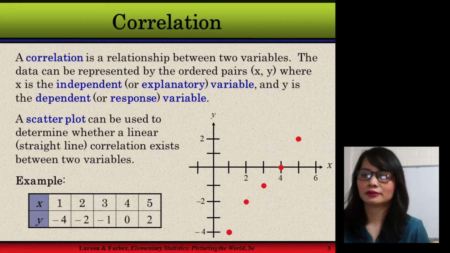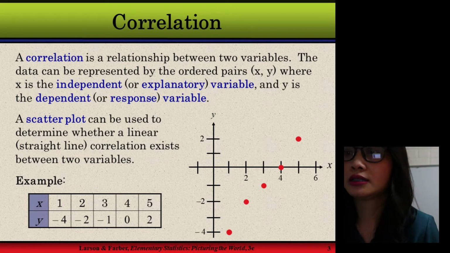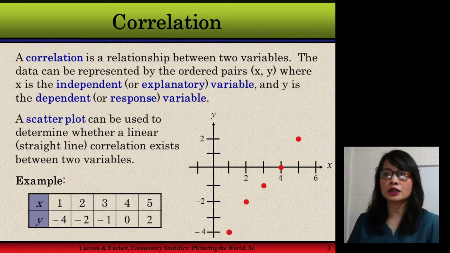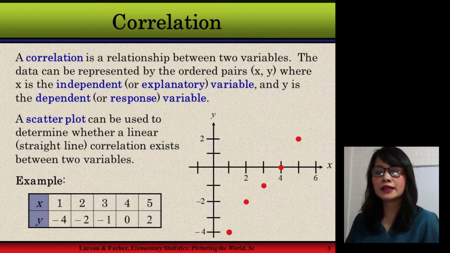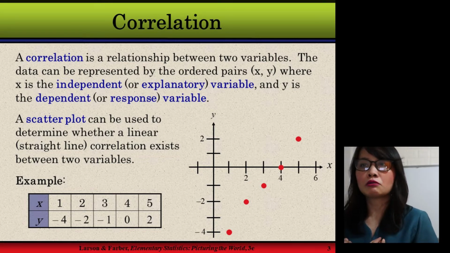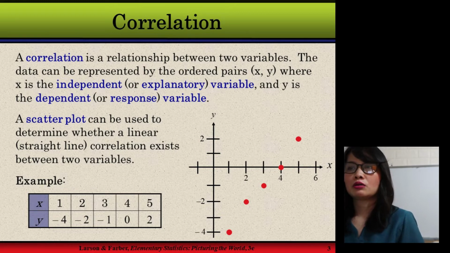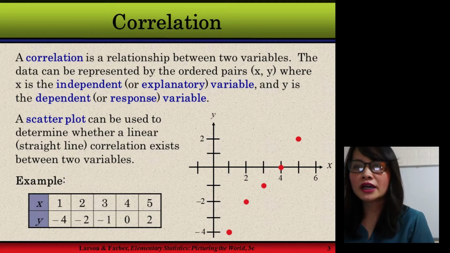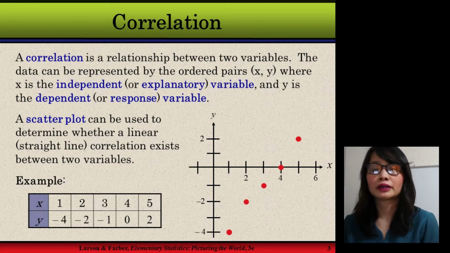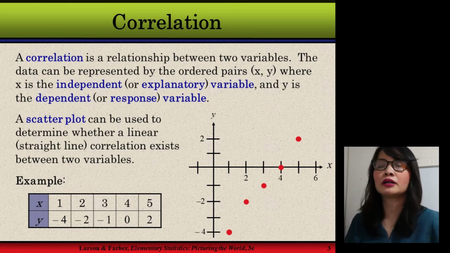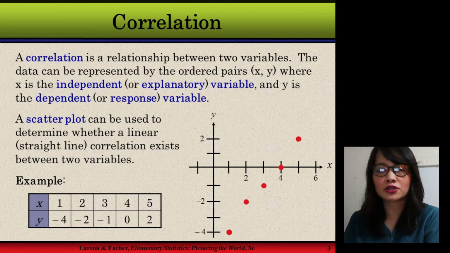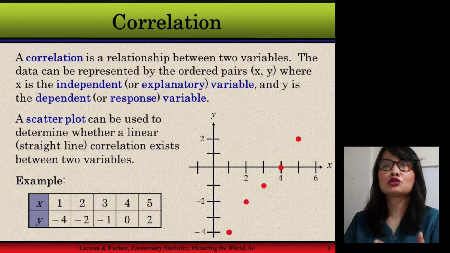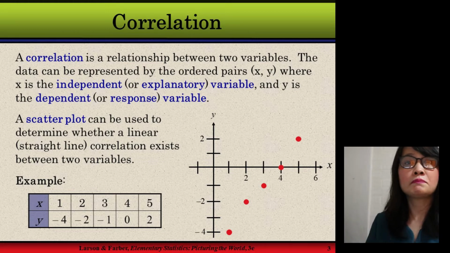So when we say correlation, it's a relationship between two variables. The data can be represented by ordered pairs x and y, where x is the independent or explanatory variable and y is the dependent or response variable. I repeat, when we say correlation, like what you said a while ago, it's a relationship between two variables, and from these variables we come up with ordered pairs, x and y, where x is your independent and y is your dependent variable.